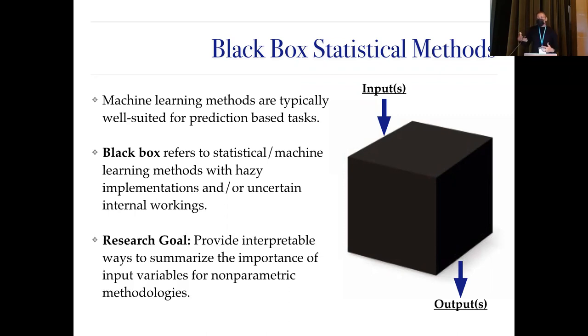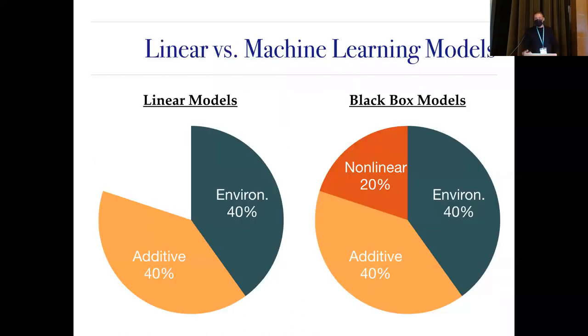And so my research goal effectively is to provide interpretable ways to summarize what's happening in the context of that box, right? And for me, my inputs are genotypes, and our outputs are going to be phenotypes. Now, why do I want to work so hard in this regime? Well, because black box methods allow me to see the entire picture, okay?